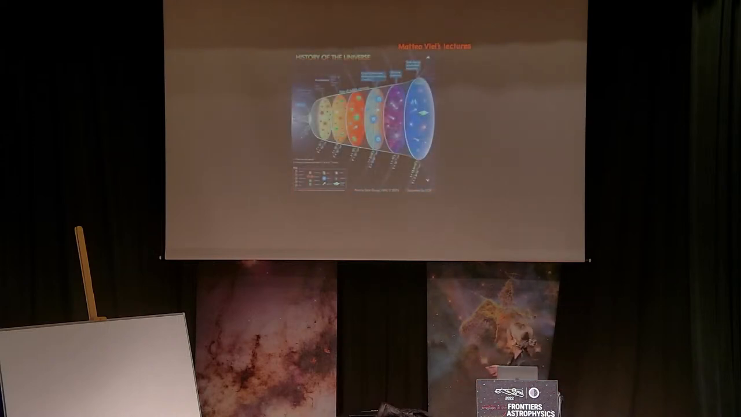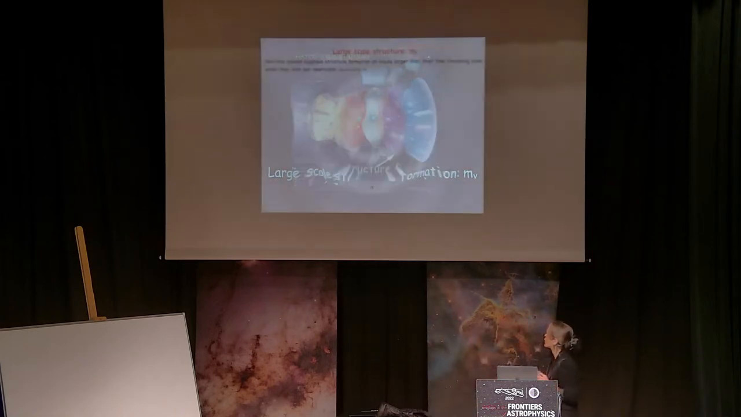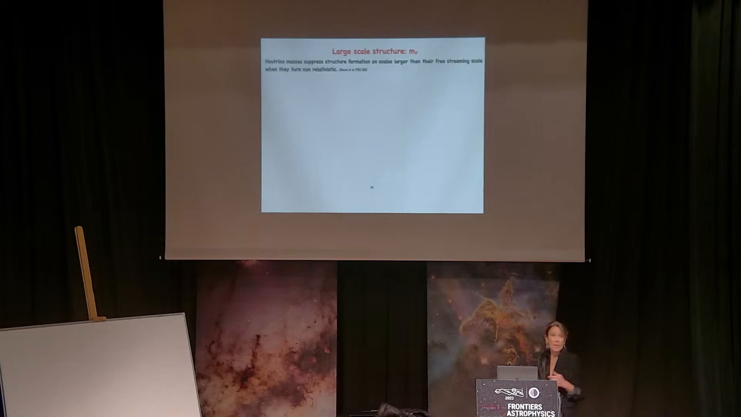So let's continue. And I think that you have seen this in Matteo Bia's lectures. The largest impact of neutrino masses in any cosmological observable is that induced in the large scale structure of the universe, because neutrinos suppress structure formation on scales larger than the free streaming scale when they turn non-relativistic.